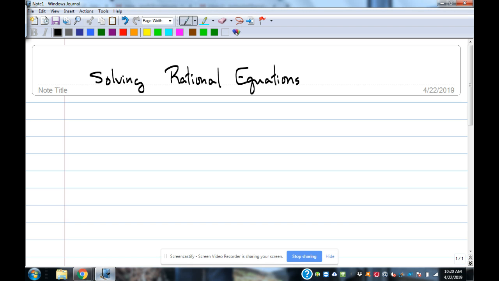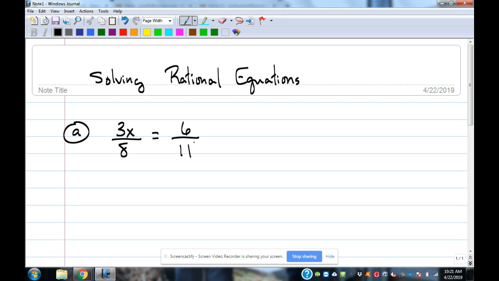Rational equations. We'll start with easy and then work our way up to as hard as they are probably going to get. We'll start with super easy, like 7th grade easy. This is technically a rational equation. You've done that kind of equation before.